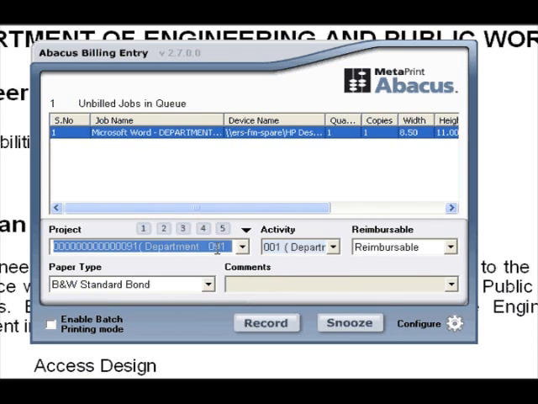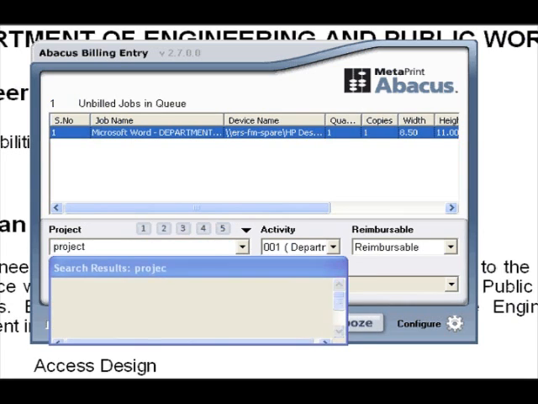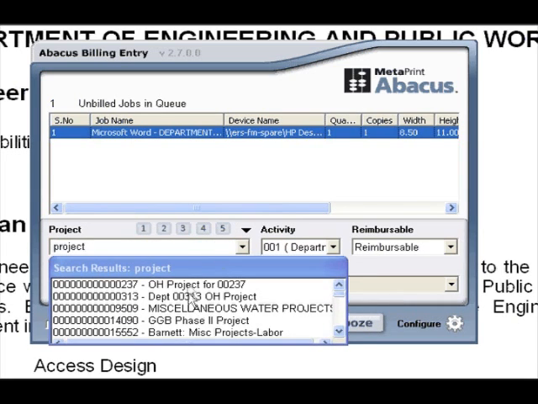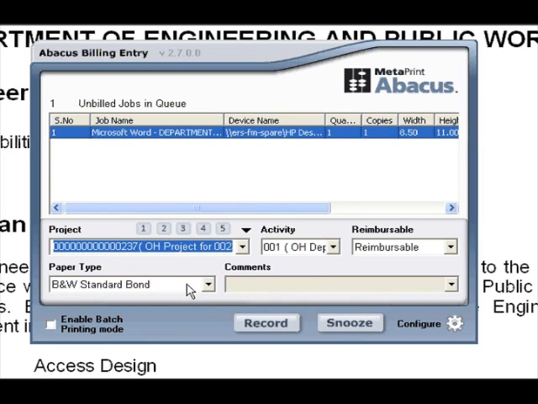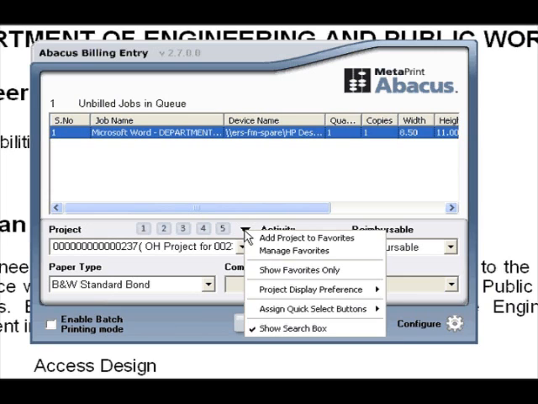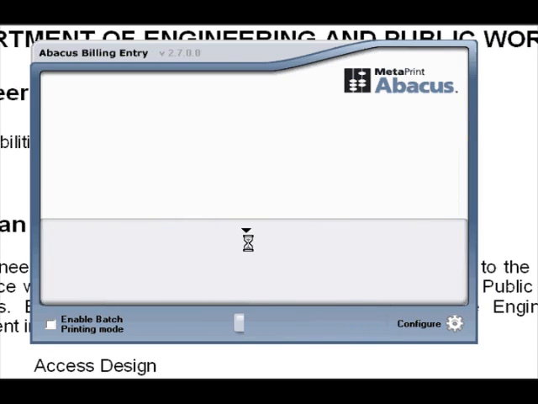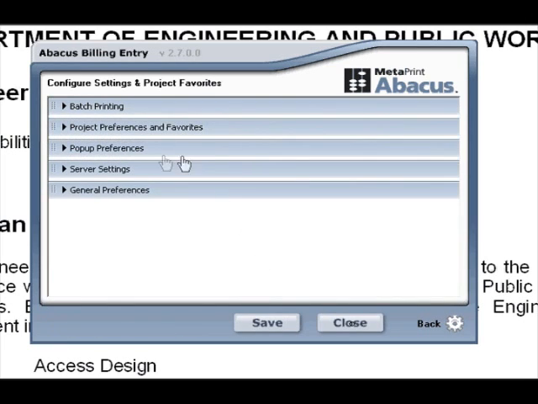You can also just begin typing anything into the project field, which shows you a list of matches. To use one of these matches, just click on it. The project list can get huge, so thankfully we can define favorites and limit this list to just the projects we're working on at a given time. You do this by accessing the Project Options menu under the triangle and selecting Manage Favorites. This will bring up the billing pop-up configuration screen where you can select project preferences and favorites.